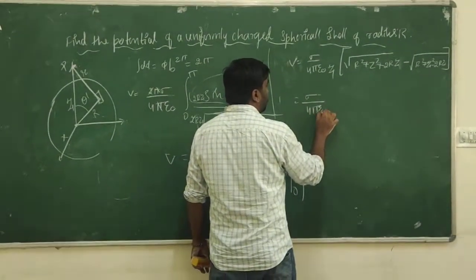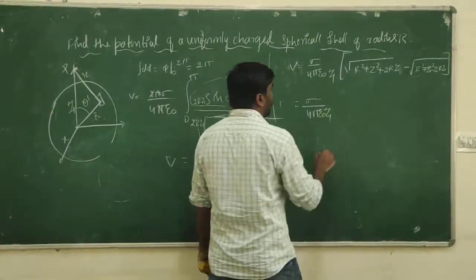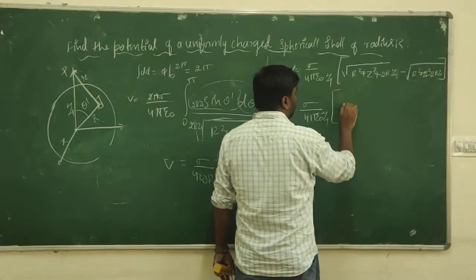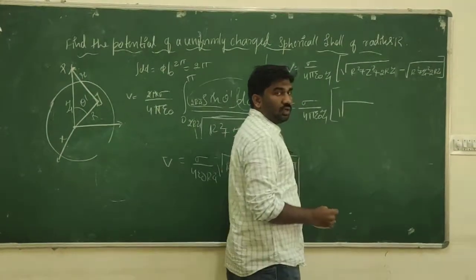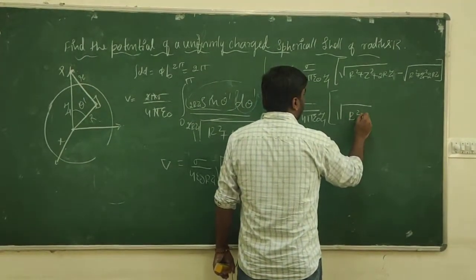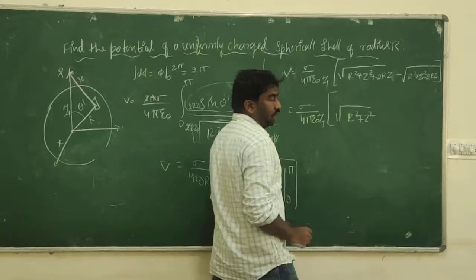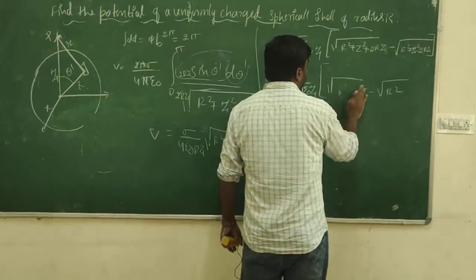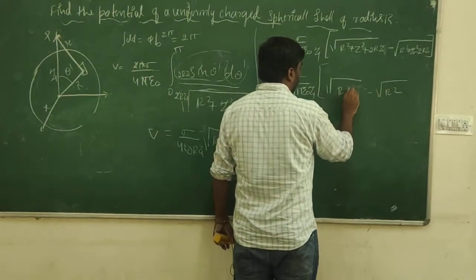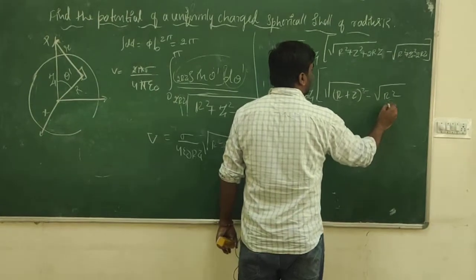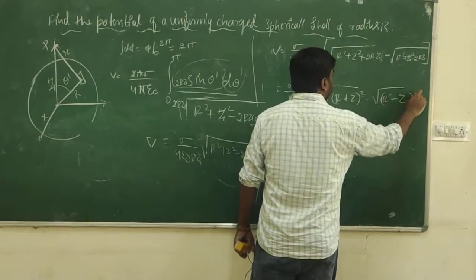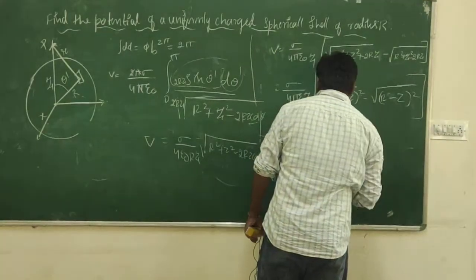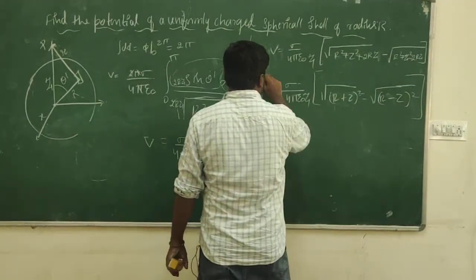4 pi epsilon naught z into, see, a plus b whole square formula. So it is in the form of a plus b whole square. Just write this r square plus z square plus 2rz, so this is r plus z whole square, and this is r minus z whole square, a minus b whole square. Okay, so this is the general expression. Now let us take a condition.